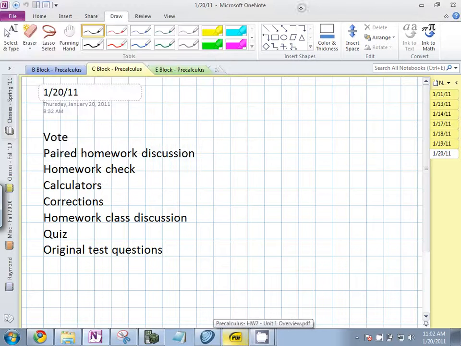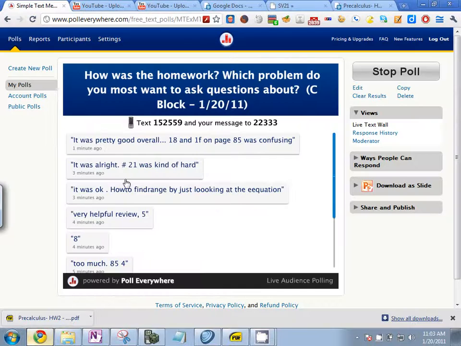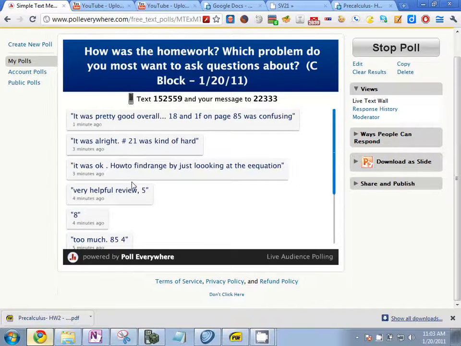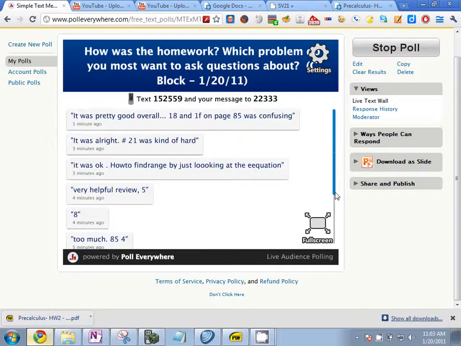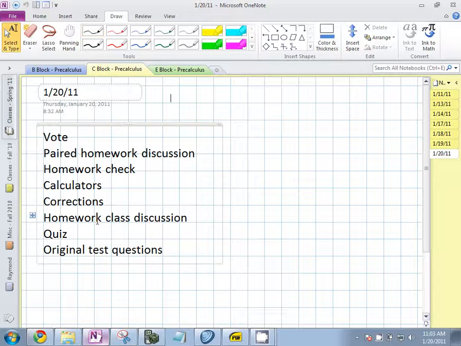So, how did that poll look? That poll looked pretty good. It was pretty good. 18 was difficult. 21 was kind of hard. You still think it's too much? I don't think it's quite enough. I mean, if you took out 18, how was it? Doable? Less doable? You're not saying anything today. Okay, it's fine. It's all good.